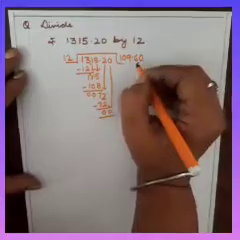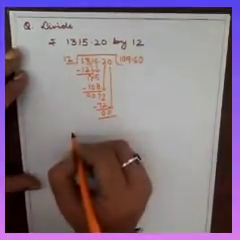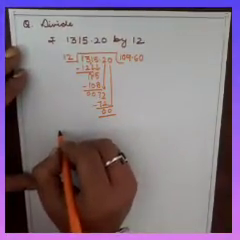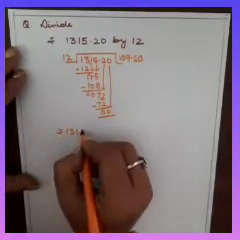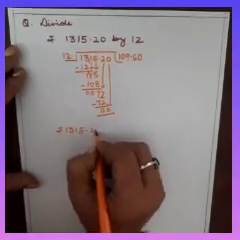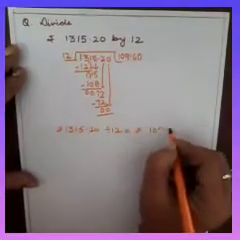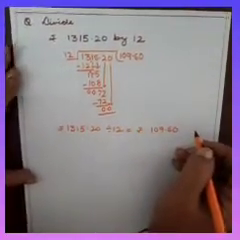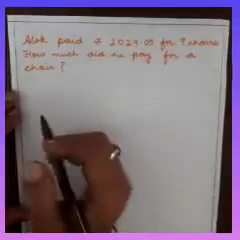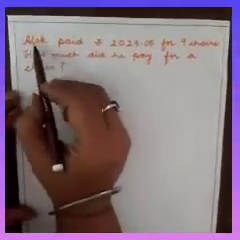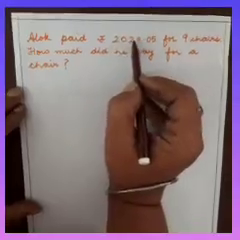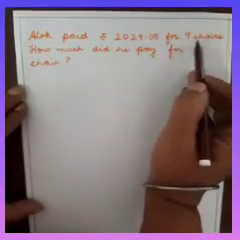So the quotient is rupees 109 and 60 paisa. So we can say that when rupees 1315 and 20 paisa is divided by 12, the quotient is rupees 109 and 60 paisa. Now let us do one more statement sum. Here Alok paid rupees 2029 and 5 paisa for 9 chairs.